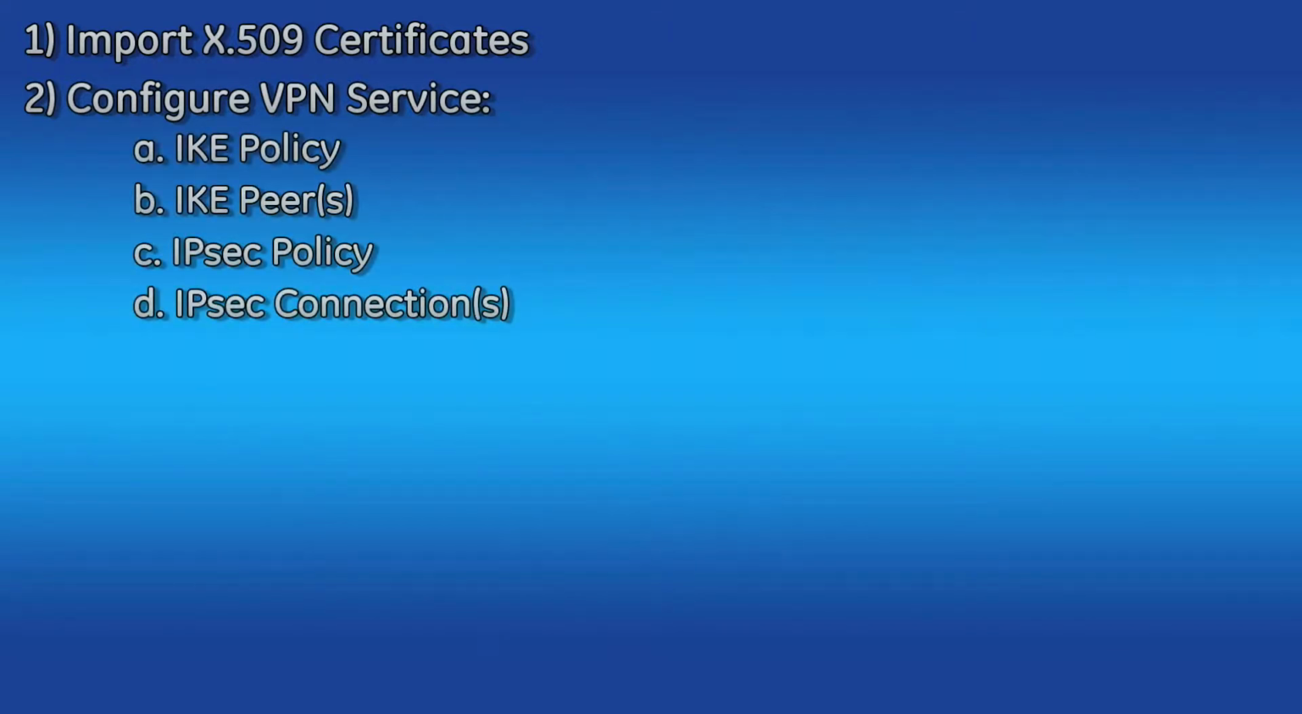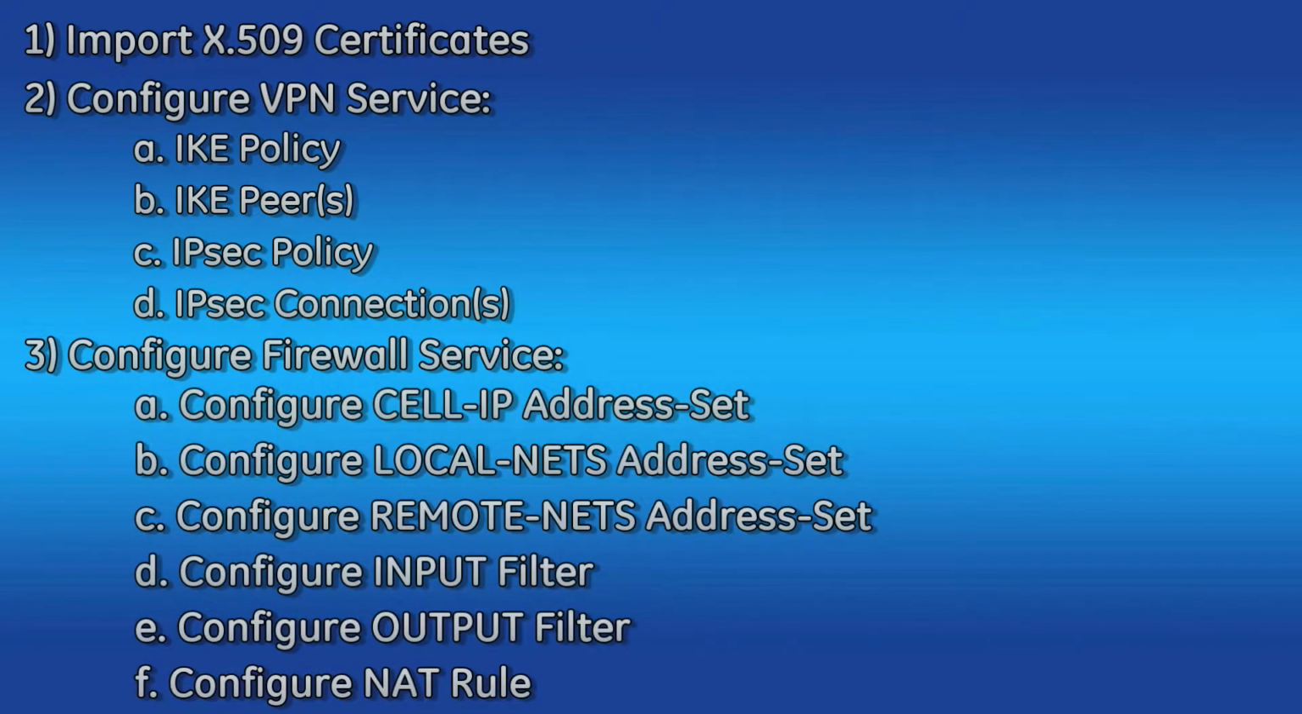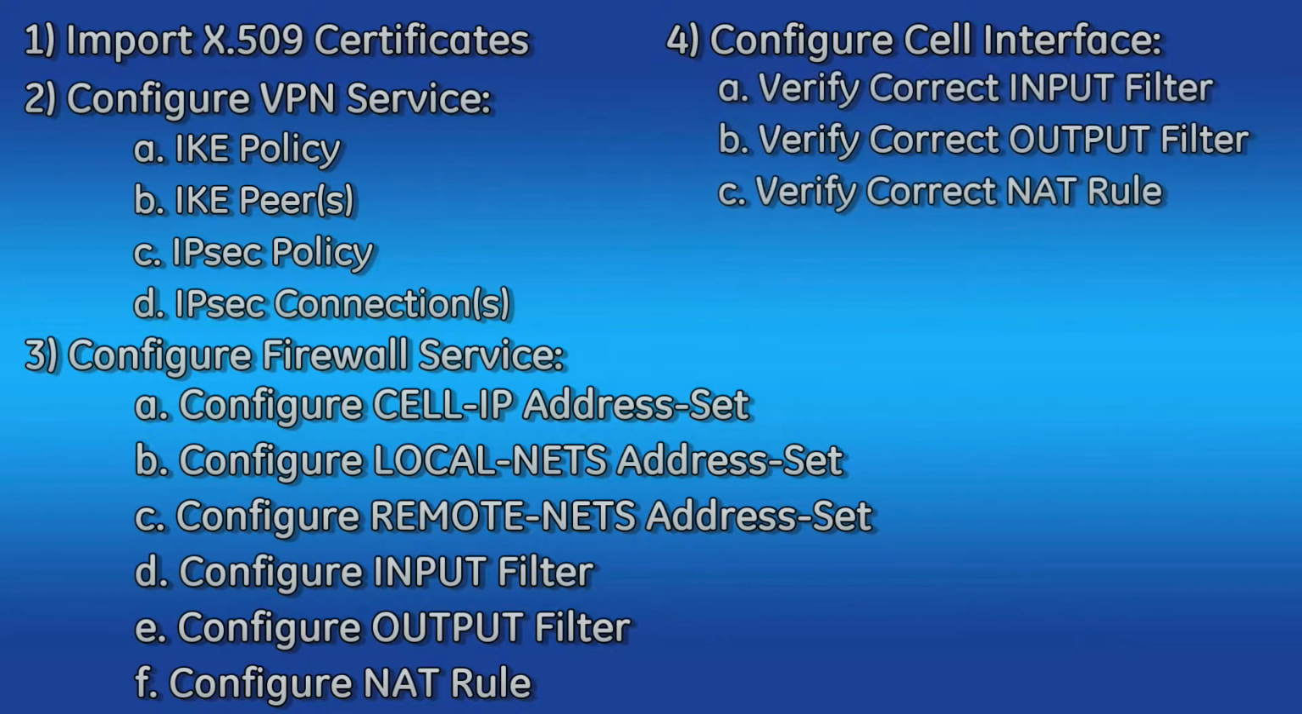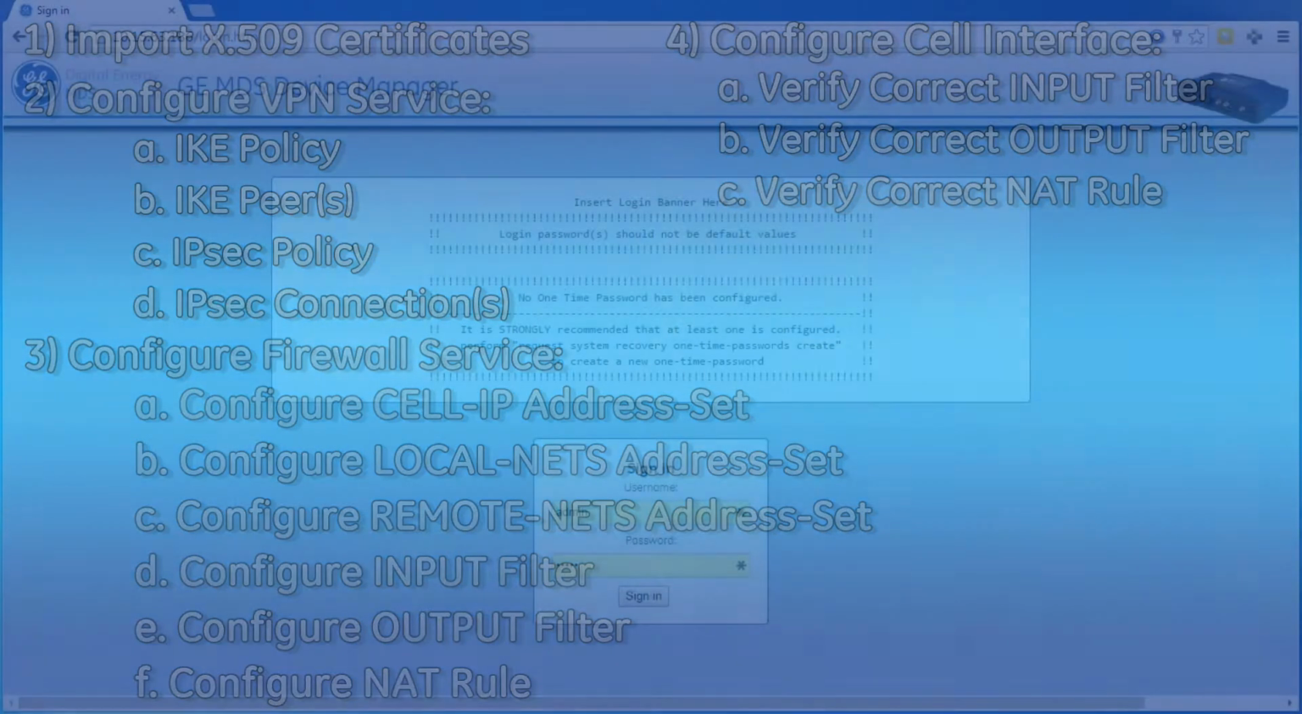Next, we will need to configure the VPN service, which includes the IKE policy, IKE peers, IPSec policy, and IPSec connections, configuring the firewall service, which includes configuring a cell IP address set, a local NETS address set, a remote NETS address set, the input filter, the output filter, and a NAT rule. Next, we will configure the cell interface by verifying the correct input firewall filter is being used, the correct output firewall filter is being used, and the correct NAT rule is being used.